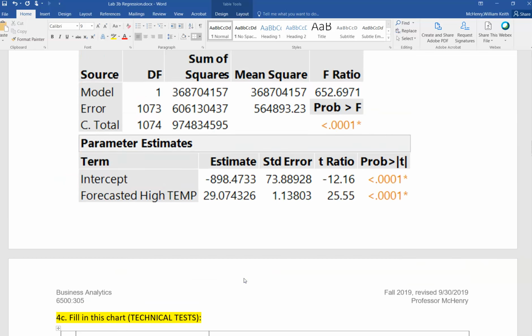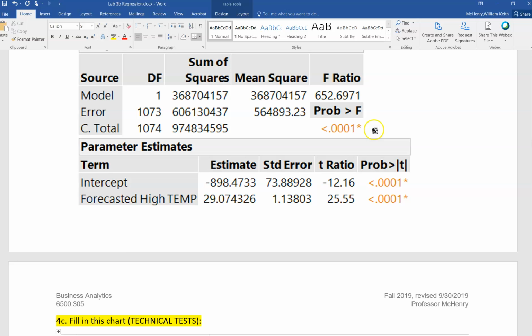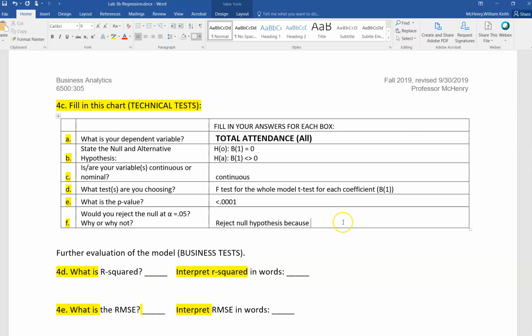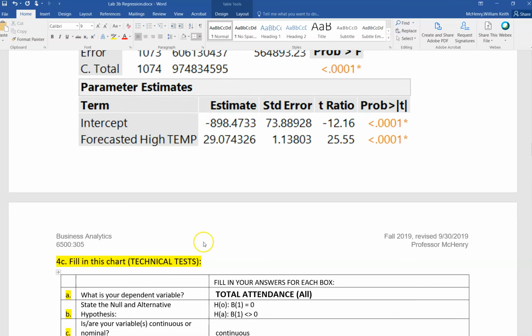And my p-value, as I go back up here, you can see in both cases these are actually identical for single regression. It's less than 0.05. It's less than 0.0001, and so I reject the null hypothesis. Those are what we call the technical tests.